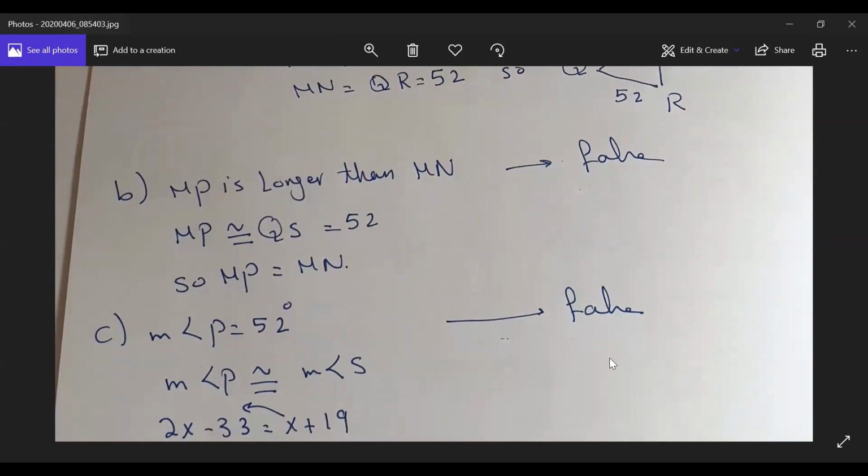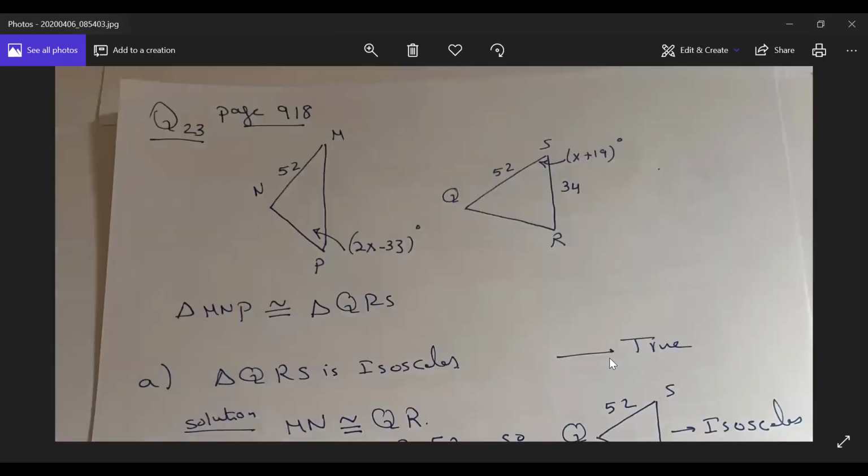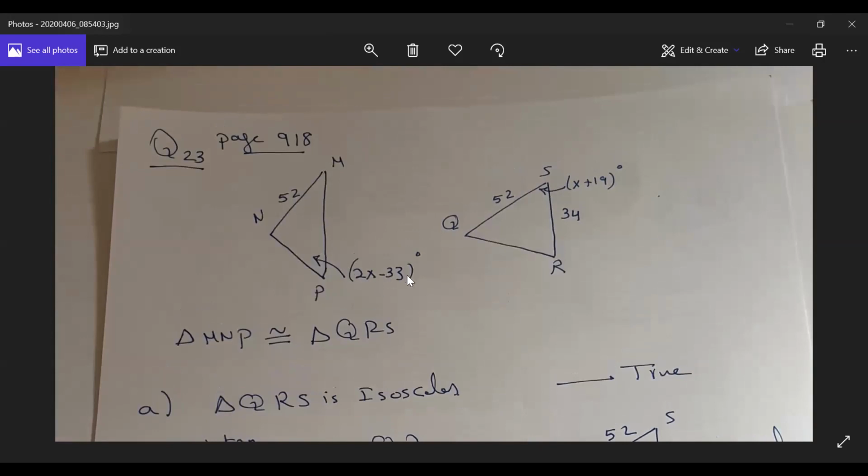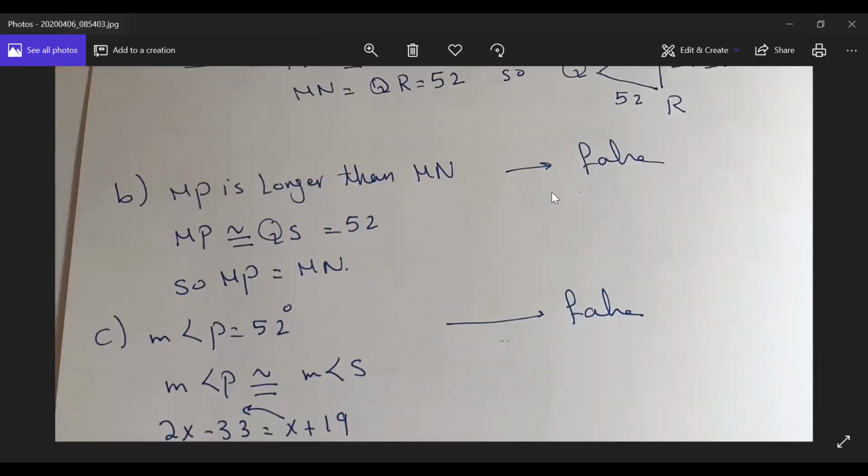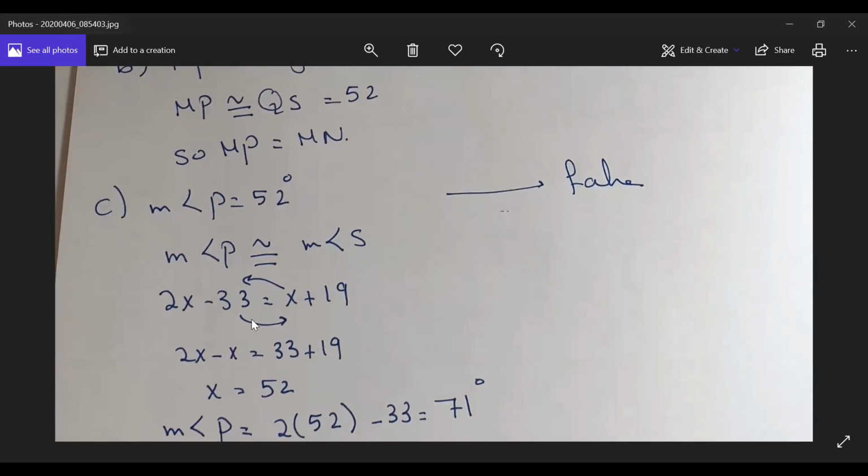Question C. Measure of angle P is equal to 52 degrees. Measure of angle P is 2x minus 33. So I have to find x, right? Now, from congruency, angle P is equal to angle S, which means that 2x minus 33 is equal to x plus 19. Having an equation, let's solve it. 2x minus 33 equals x plus 19. Shifting, 2x minus x is equal to positive 33 plus 19; x was positive, it will be negative, 33 was negative, it will come as positive. Finding x is 52 degrees.